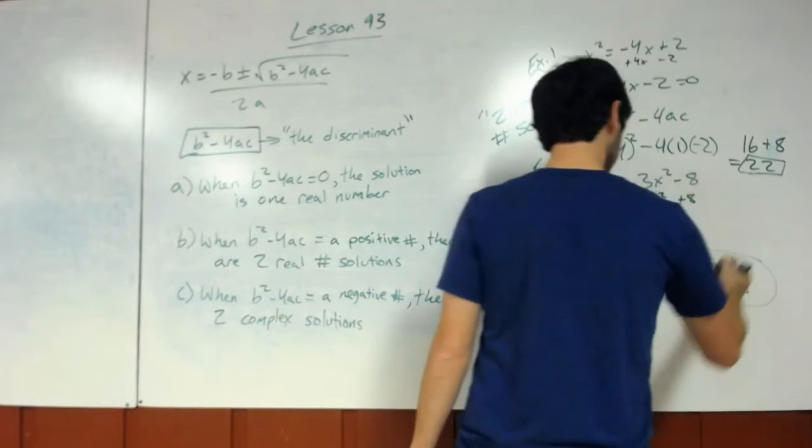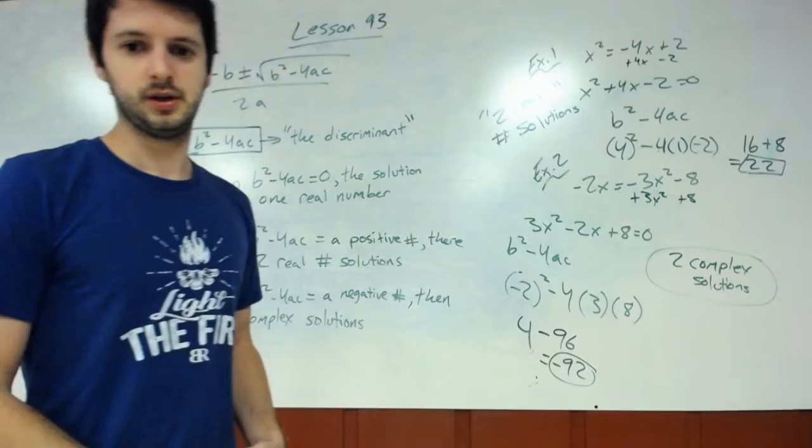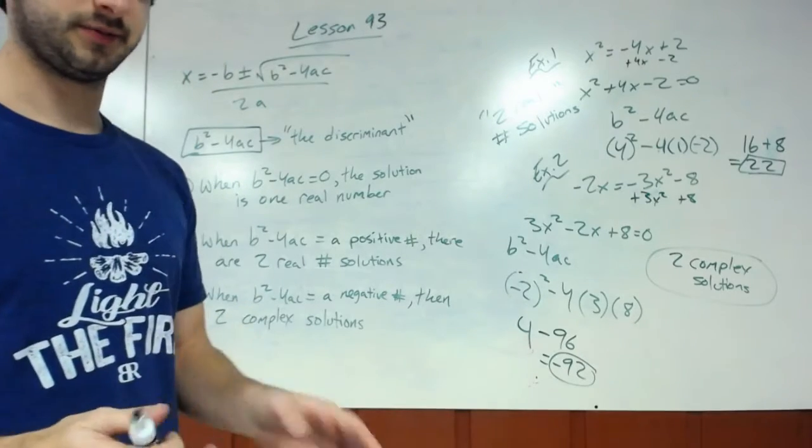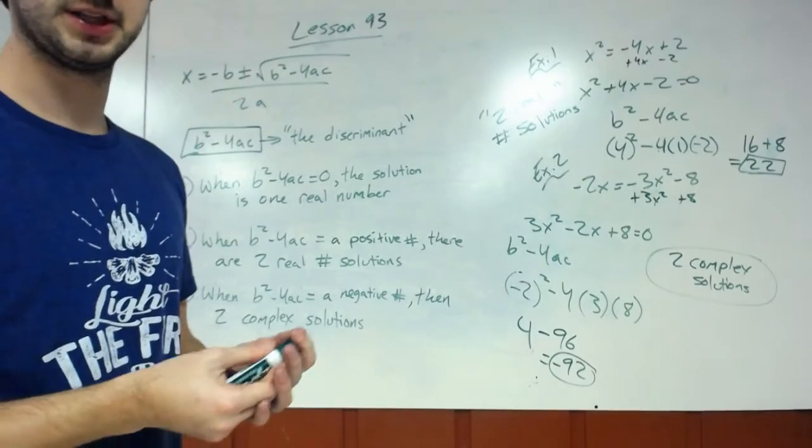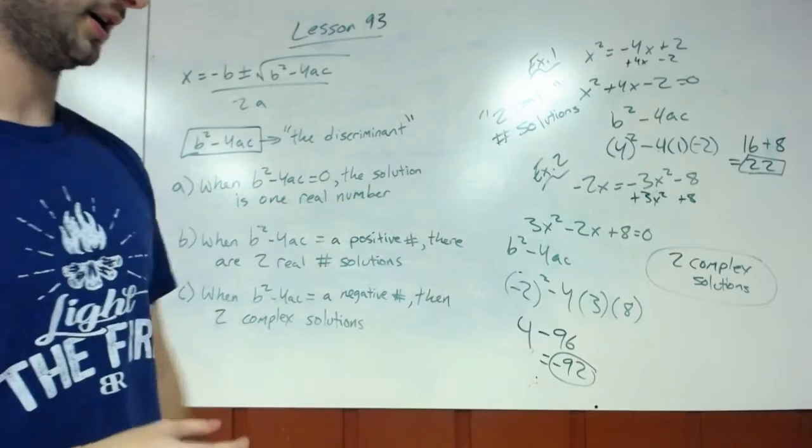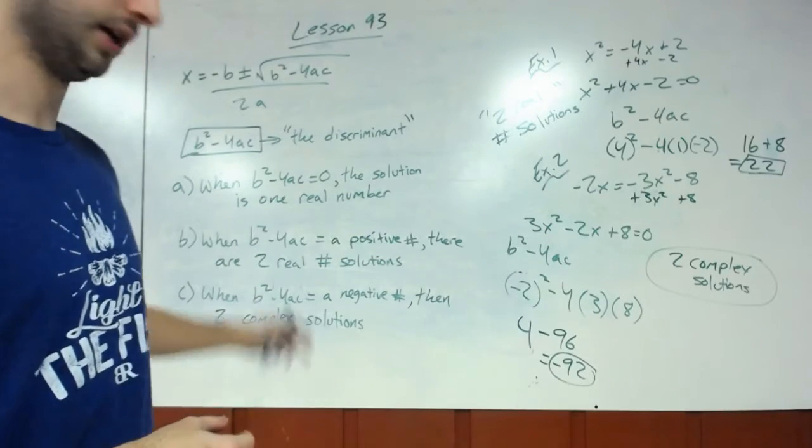as my answer. So that's all you do to solve for the discriminant. Just find b squared minus 4ac, figure out if it's 0, positive, or negative, and then show what your answers would possibly be.